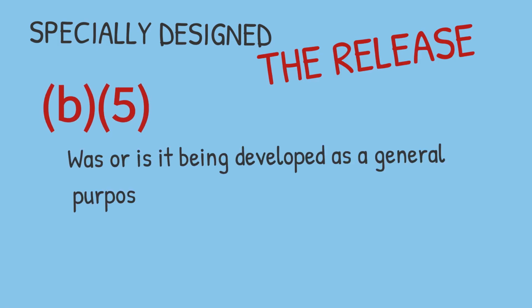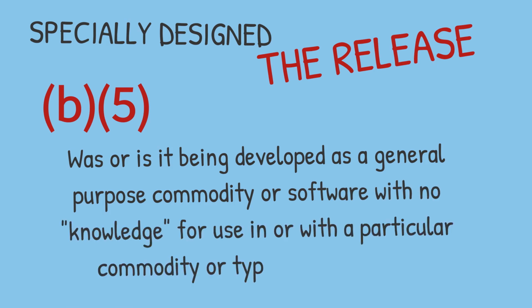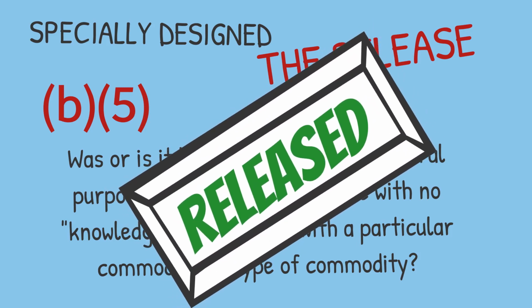Paragraph B5 releases a part that was developed for a general purpose with no knowledge that it would be used in or with a particular commodity or type of commodity. The screen says paragraph B5. Was or is it being developed as a general purpose commodity or software with no knowledge for use in or with a particular commodity or type of commodity? A stamp with the word released appears on the screen.